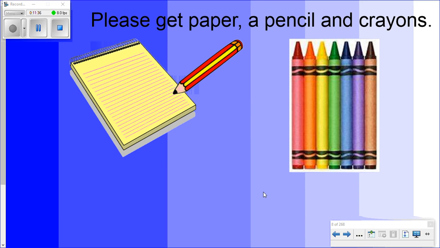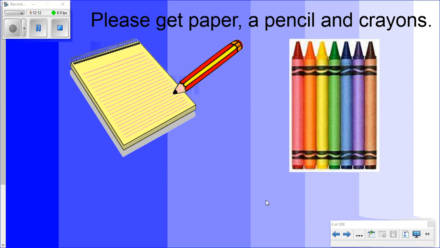So now I would like you to please get paper, a pencil, and crayons. You can pause the video while you go to get those supplies. The paper doesn't have to have lines. It can have lines. It can be blank. It could be the back of a piece of paper you've already used. A pencil, definitely. Crayons, it doesn't have to be those colors, and it could be markers if you like using markers instead, or colored pencils. And it's actually okay if you don't have any crayons, but it sure is nice to see colorful pictures.